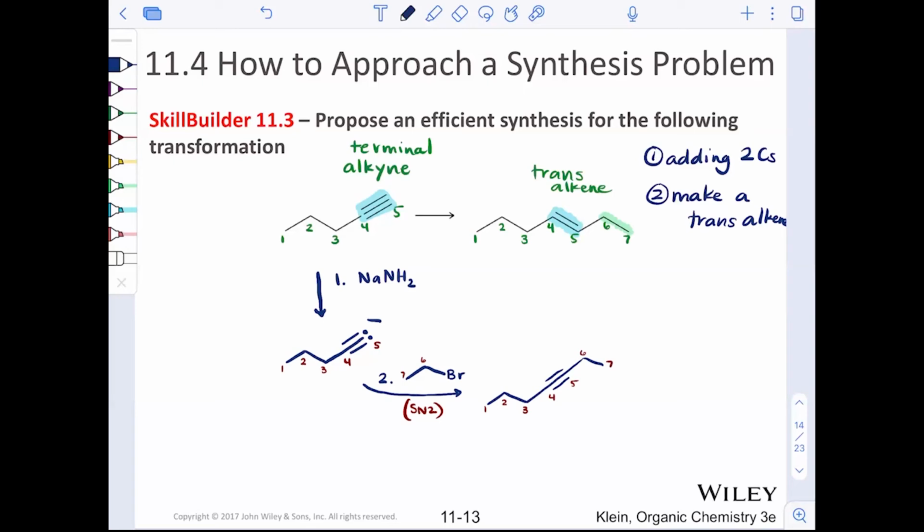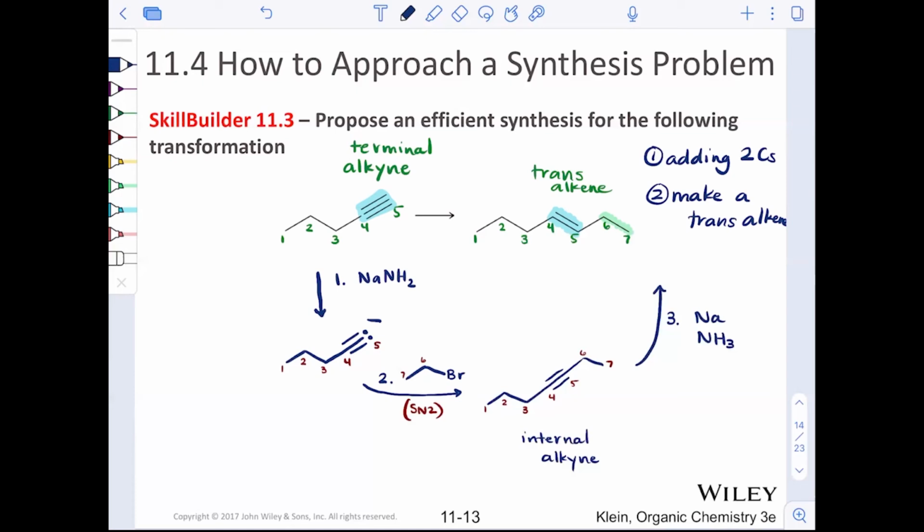Beautiful. And then my last step, recalling how to make the trans alkene. Now I have an internal triple bond, an internal alkyne. Now I can make this trans with sodium and ammonia. Notice that this is 2 different molecules mixed together. Sodium, the metal, and ammonia, NH3, the base, or the acid, depending on which part you want to look at.